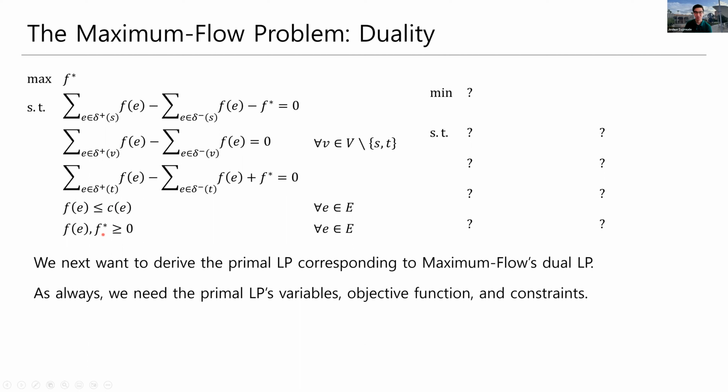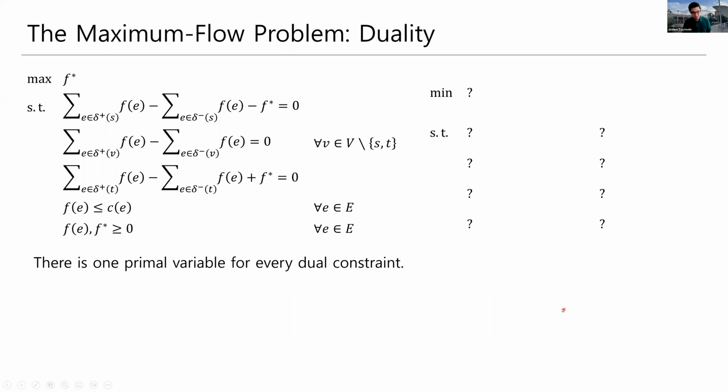So the rest of this is just going to be deriving the primal, right? We're going from dual to primal. So we're going to be deriving the primal LP on the right-hand side, one step at a time. As always, we need the primal's variables, objective function, and constraints. Let's start off by identifying the primal variables.